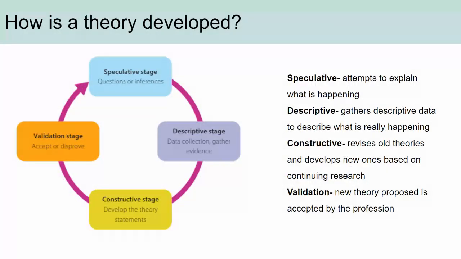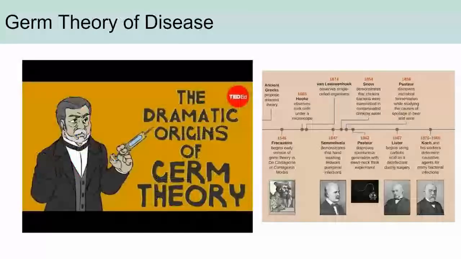So how is a theory developed? Well, it undergoes these 4 stages, we can see here in this graphic. So we start with the speculative stage, and it attempts to explain what's happening, usually by questions or inferences. And then we go to the descriptive stage, where we gather descriptive data to describe what's really happening. So we're gathering the evidence that we're going to use. The constructive stage revises old theories and develops new ones, and develops the theory statements. And then validation is where a new theory is proposed and can either be accepted or disproved by the profession.